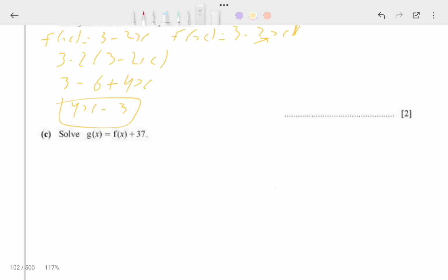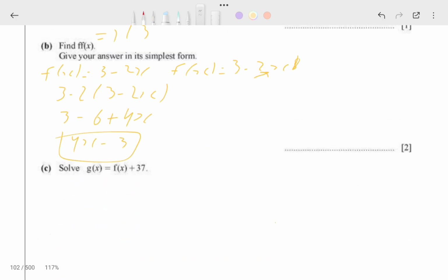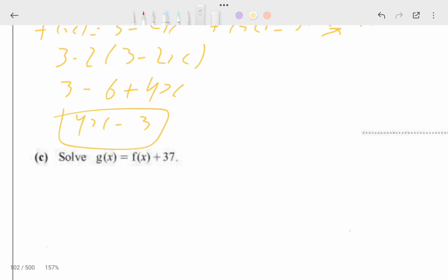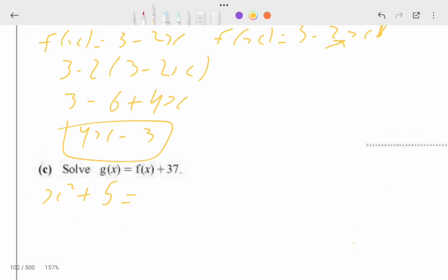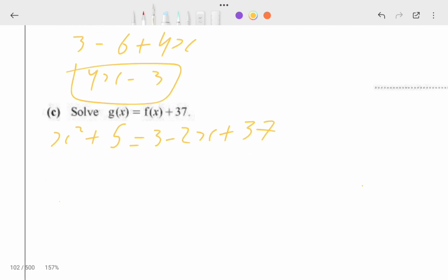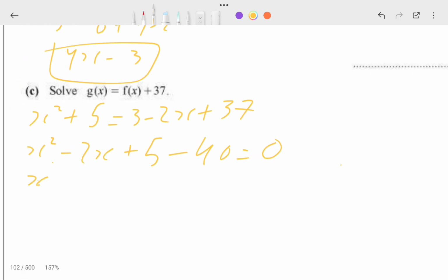Okay, part C. Solve g(x) is equal to f(x) plus 37. Okay, g(x) is x squared plus 5, so x squared plus 5, and f(x) is 3 minus 2x. So 3 minus 2x plus 37. So x squared plus 2x plus 5 minus 40 is equal to 0. x squared plus 2x minus 35 is equal to 0.